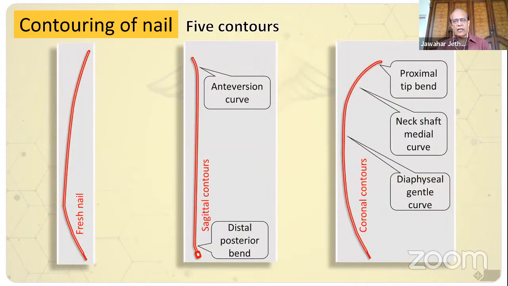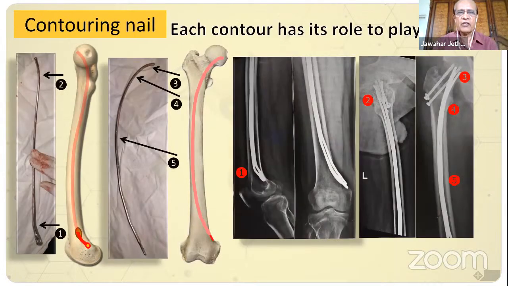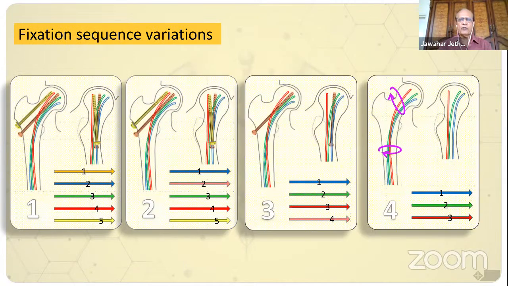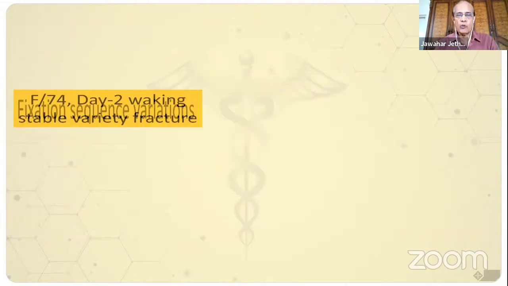A very important thing for the end nail is these five contourings which you have to do: the sagittal two curvatures and the coronal another three curvatures. Each of them has its own role to play, which I have explained very well in my YouTube video, but this is very important. There could be any type of configurations like this. You can use the screw first or the nail first, or the nails without any screw. All these things are combinations and different variations depending on the fracture geometry.